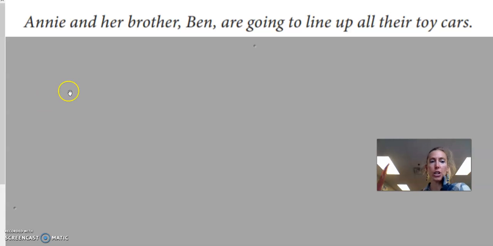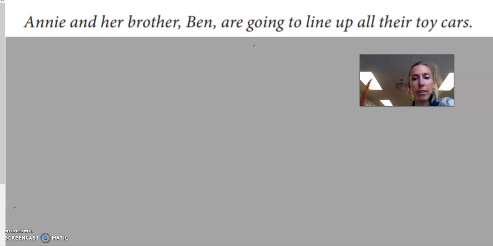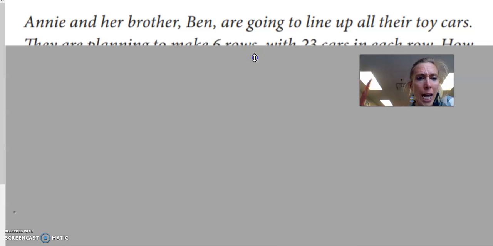All right, here was the situation. It was about Annie and her brother Ben. And they're lining up. Guess what they're lining up? All their toy cars. You might be like, that is a lot of toy cars. It is. And actually at my house, I have little kids and we have a lot of toy cars. Annie and her brother Ben have a lot too. And they're lining them up.